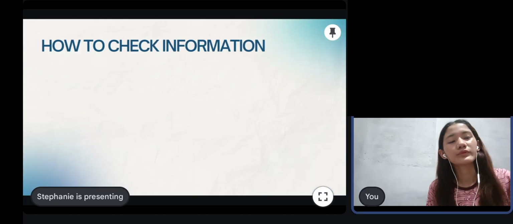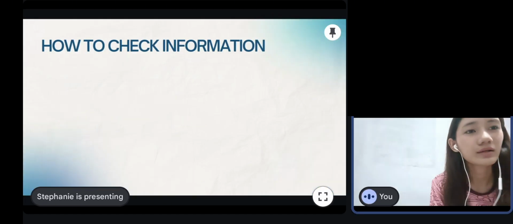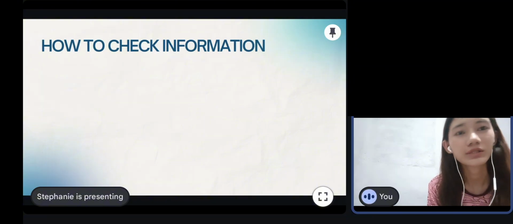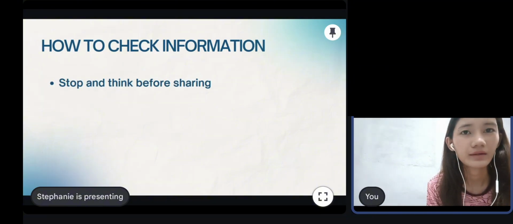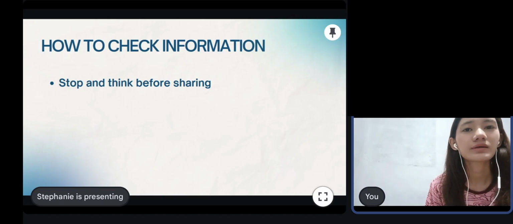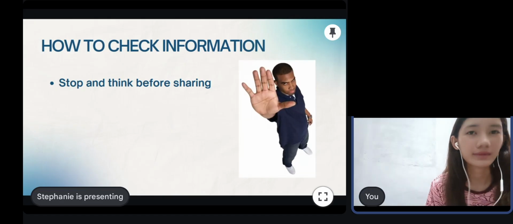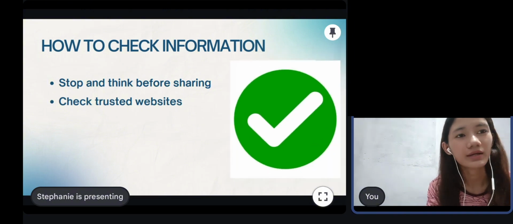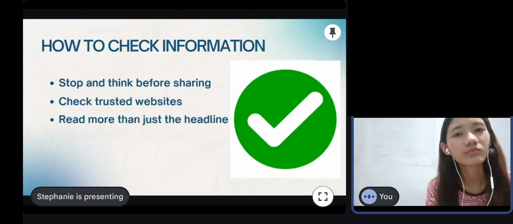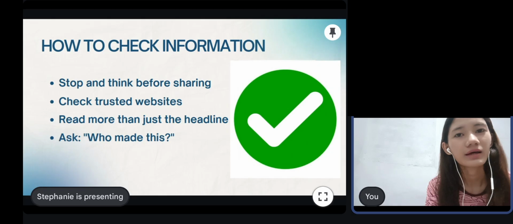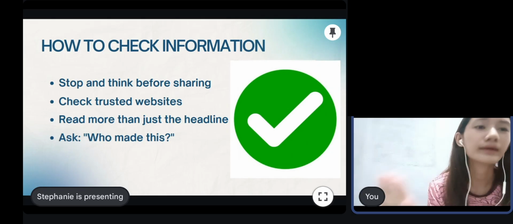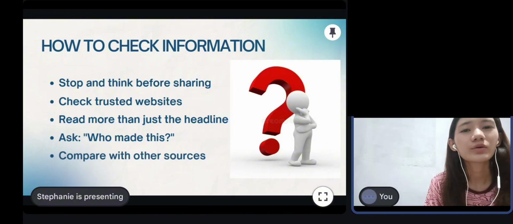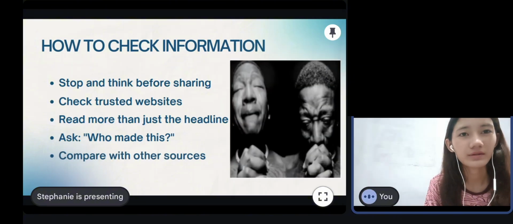So before I end my report, I'm going to tell you how to check information. First, stop and think before sharing. Check trusted websites and read more than just the headline. Ask who made this. And compare it with other sources.